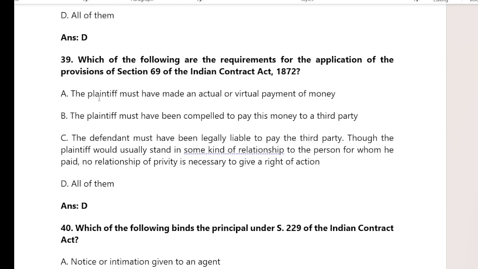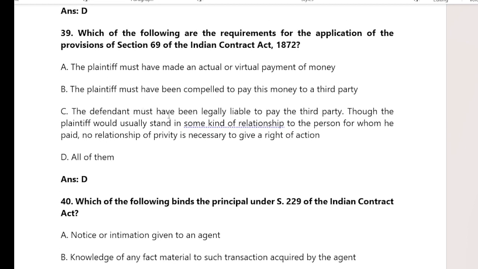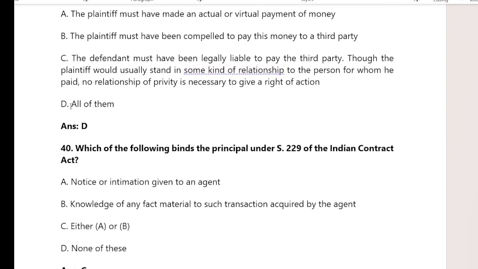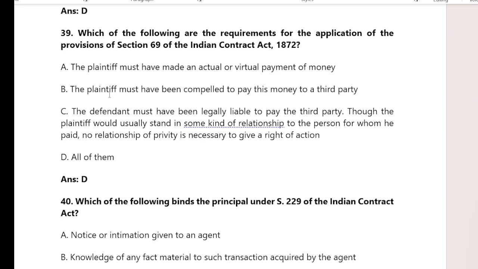Option A: the plaintiff must have made an actual or virtual payment of money, and the plaintiff must have been compelled to pay his money to the third party, and the defendant must have been legally liable to pay the third party, though the plaintiff would usually stand in some kind of relationship to the person for whom he paid. No relationship of privity is necessary to give a right of action. Option D is all of them. The right answer is all of them.